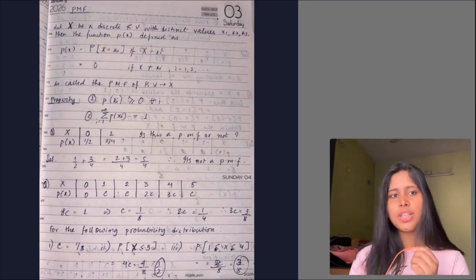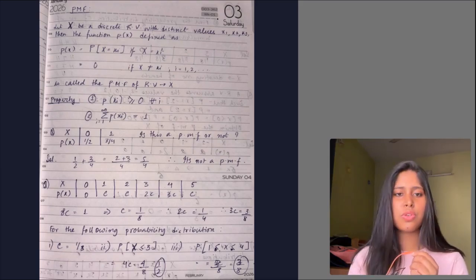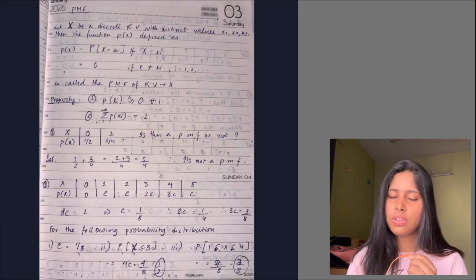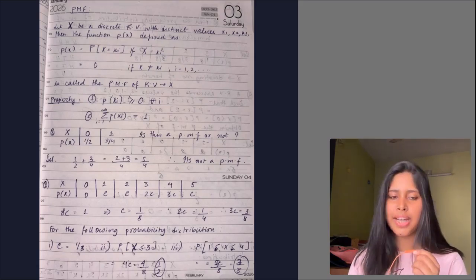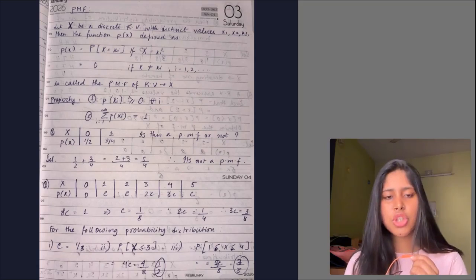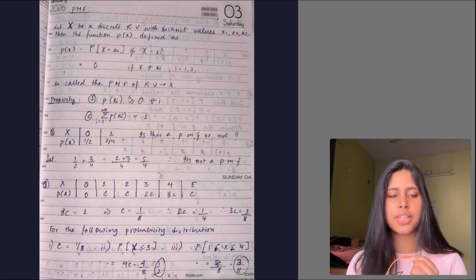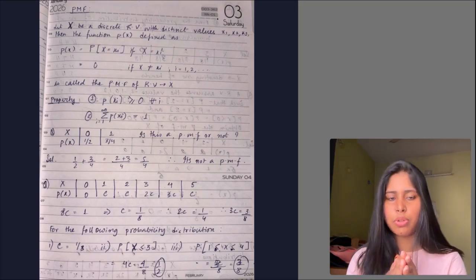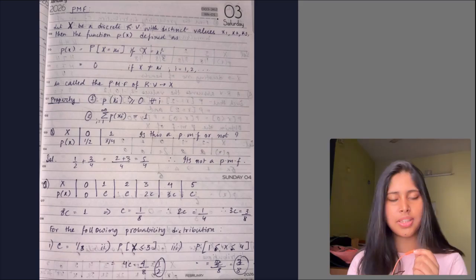Now, there are two properties of PMF. What is the first property? P(xi) is greater than or equal to 0 for all i. You can relate this with the axioms of probability, the non-negativity axiom. Probability can never be a negative answer. For the second property, the summation of P(xi) is equal to 1, i running from 1 to infinity. Always the summation of all the probabilities will be 1. This you can also relate with the axiom of additivity.